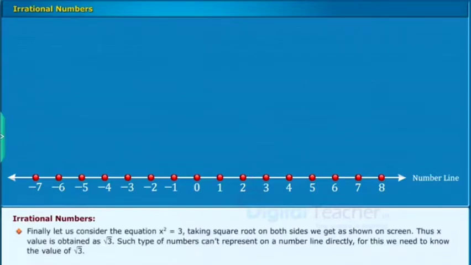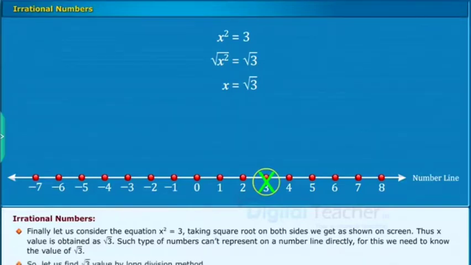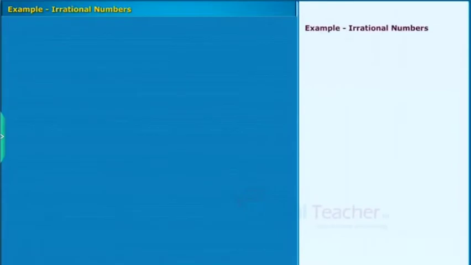Finally, let us consider the equation x square equal to 3. Taking square root on both sides, we get as shown on screen. Thus, x value is obtained as √3. Such type of numbers can't be represented on a number line directly. For this, we need to know the value of √3. So, let us find √3 value by long division method. Let us solve an example of irrational numbers. Find the value of √3 by long division method.